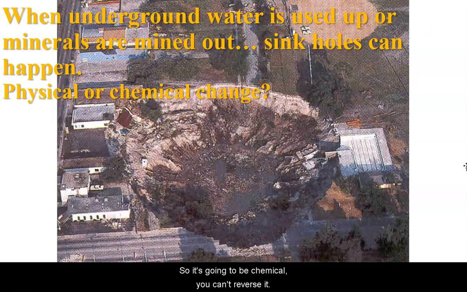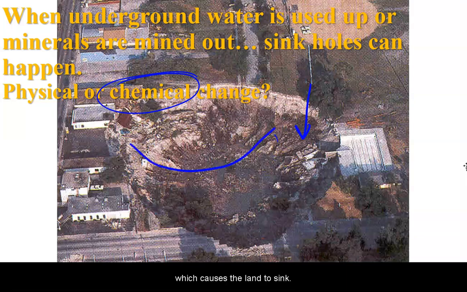You can't reverse it. When underground water is used up or minerals are mined out, sinkholes can happen. Is this a physical or a chemical change? This is actually both, but the chemical one is a little bit more complicated. Physically, you can remove water from underneath a sinkhole by pulling water out of the water table, or it can be removed by mining, and this causes a pressure difference, which causes the land to sink.